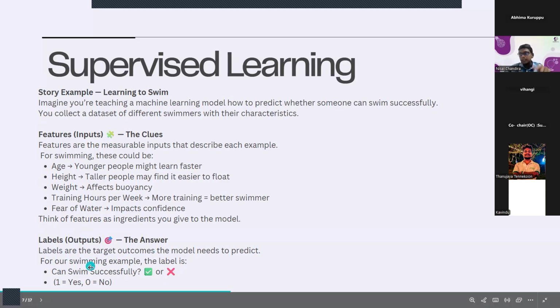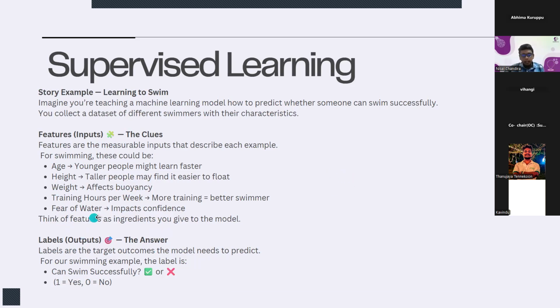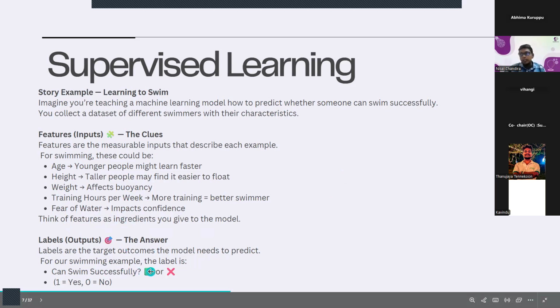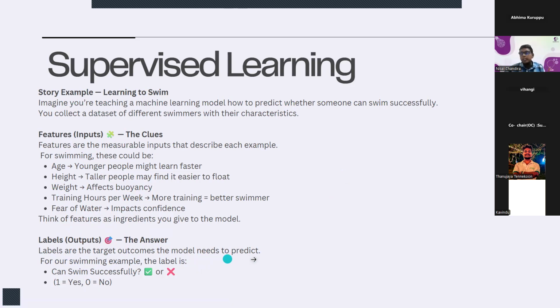So the output is labeled. There is past data. If you imagine a data set that has age, height, weight, training hours per week, and fear of water, and in the last column there is whether the person can swim successfully or not. If you have a data set that has values 1 and 0, where 1 means you can successfully swim and 0 means you cannot swim, that means your data set is labeled. The labels are based on the output. So labels are the target outcomes the model needs to predict.